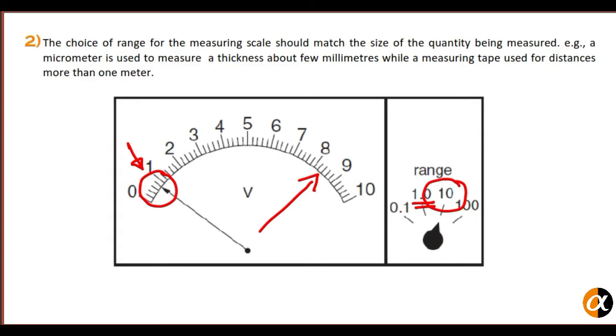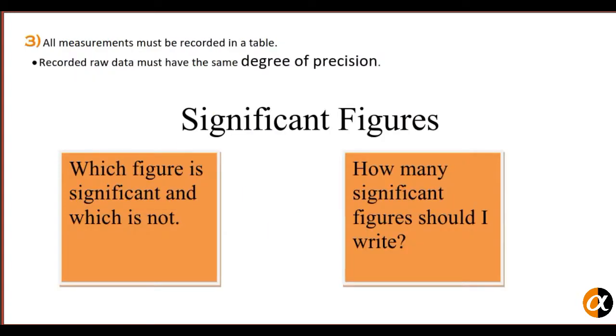He can't tell. The second point is that all your measures must be recorded in a table. And in the table, you have to point out two things: the degree of precision and the significant figures. And this is what we need to discuss. First of all, significant figures. Which figure is significant and which one is not? How many significant figures would I write?